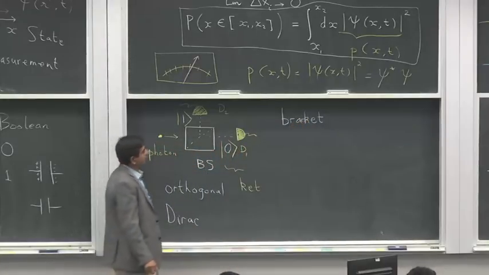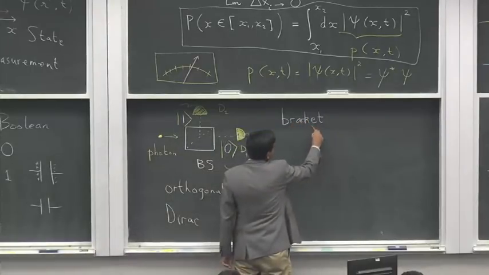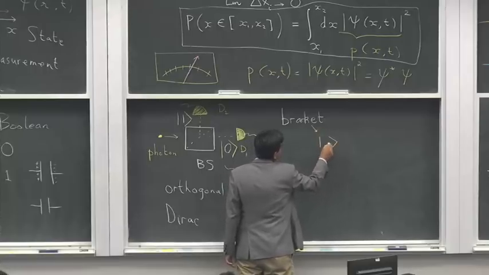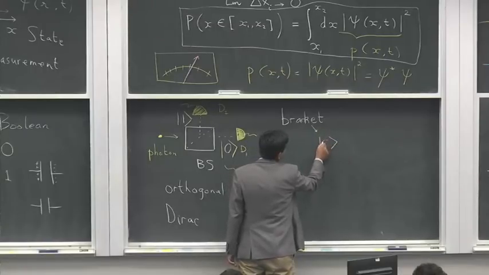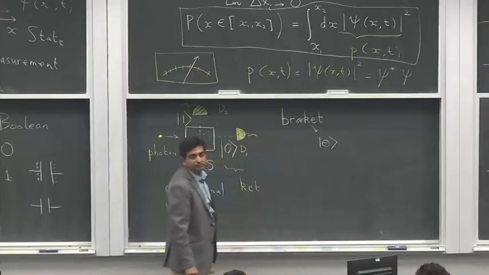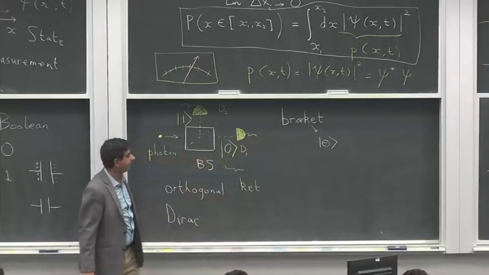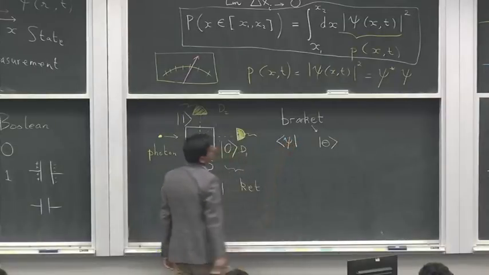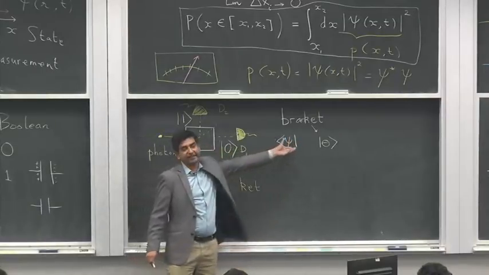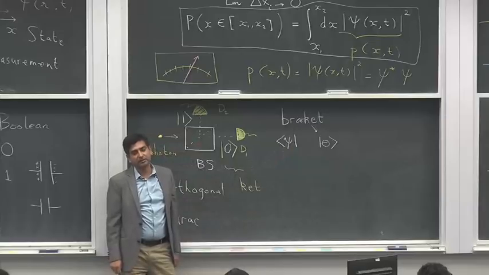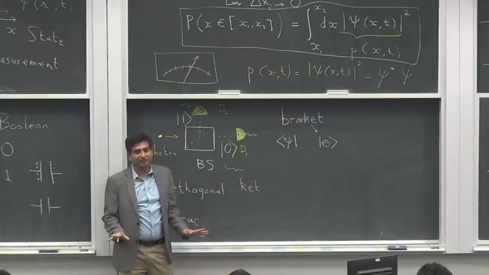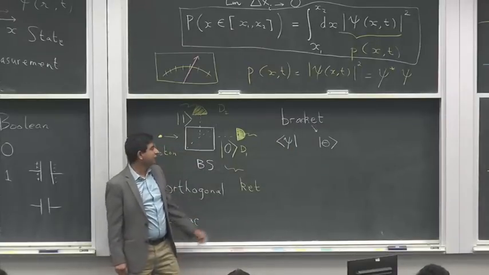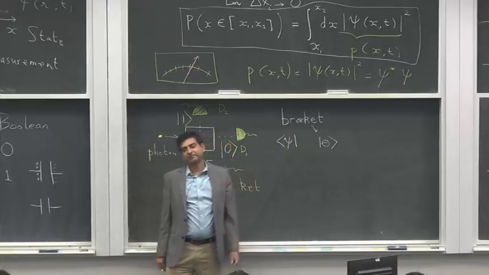Alright? This symbol is called a ket. You can put anything inside this, a label inside it. This symbol is called a bra. So you can put anything inside the bra. So this is a bra, this is a ket.